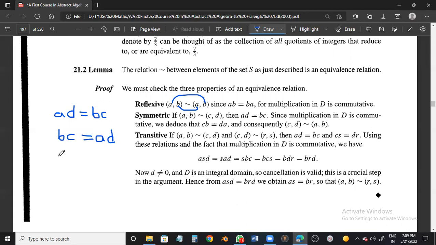BC is equal to AD. So what will happen? How will I write those pairs? C I'll bring in first place, D let me have in the last place, and we mean to say equivalent. Now you decide these places. C multiplied by the last, what is it? B. So B must be here. I hope you are following me. C multiplied by B must be equal to D multiplied by A.